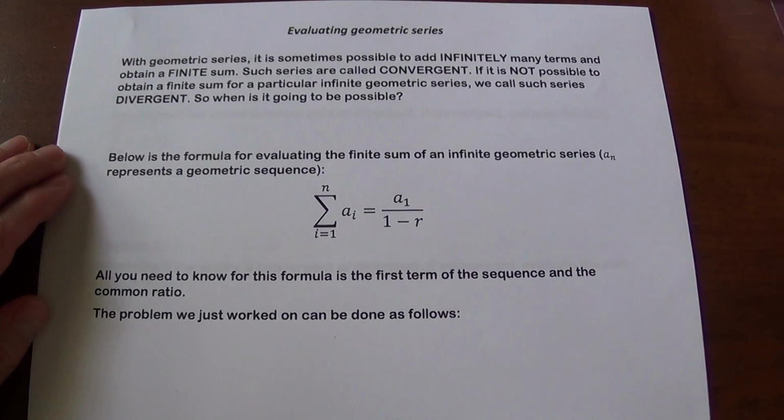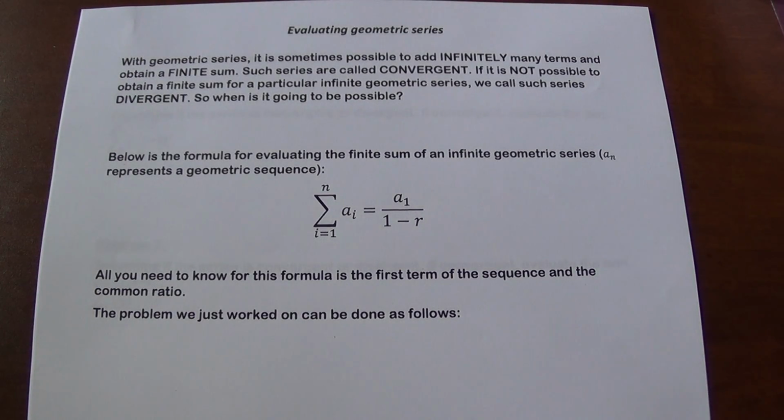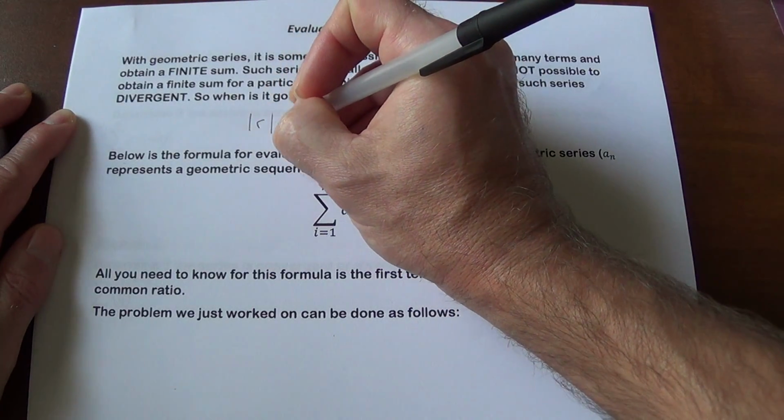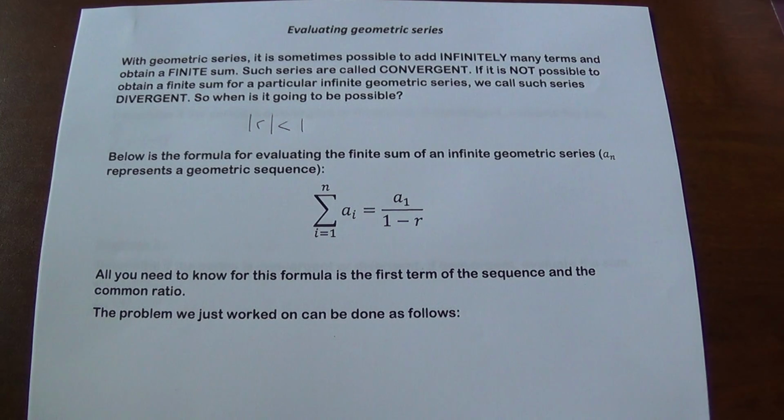So, with geometric series it is possible that you can add infinitely many terms, but you are going to get a finite sum. You call such series convergent. If it's not possible to obtain a finite sum when you try to add the terms of a geometric sequence, then you call that series divergent. So when is it going to be possible? There is only one condition that you have to go by, and that's that the absolute value of r has to be less than 1. It doesn't matter what r is, as long as its absolute value does not exceed 1, actually it has to be less than 1. Then you're going to get a series that's convergent.